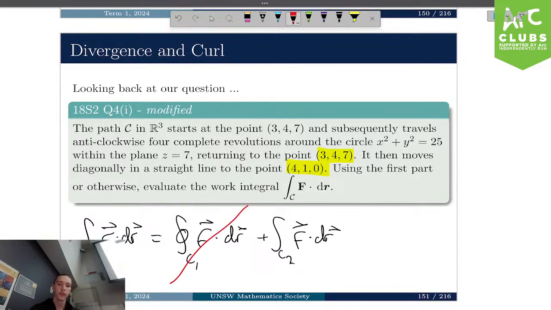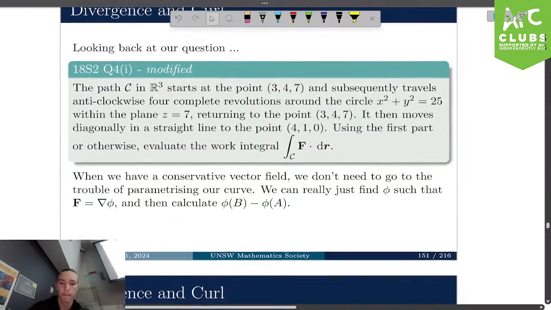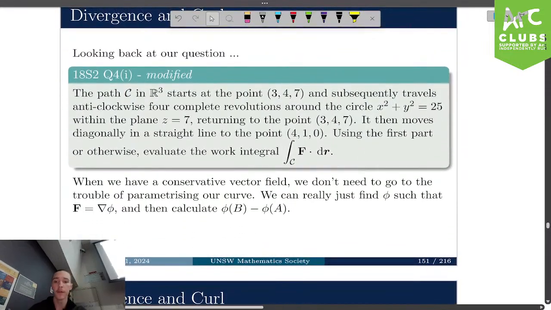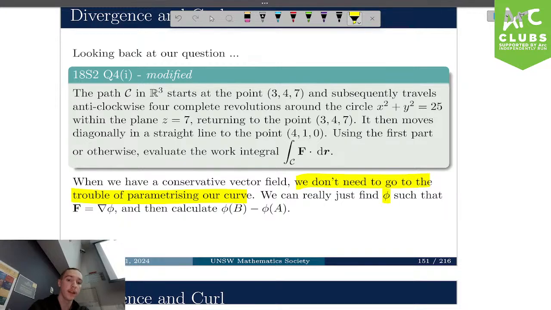Bang. So all this confusing nonsense about, oh, x squared plus y squared is 25, we have to now parameterize a circle that's lifted up, z equals 7, we don't have to worry about that. We only care about the straight line that it travels along. So, yeah, here we go. We don't need to go through the trouble of parameterizing our curve. We can just find this, right? We actually don't even have to do any parameterizing.